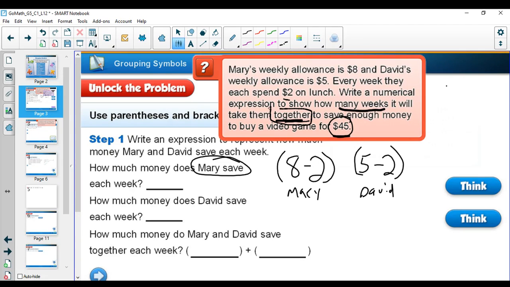Now, if I want to put their money together, that means that I need to put an addition symbol in between the two. So I have Mary's money added to David's money. Now, on top of all of this, they want to save up money to buy a video game for $45. So somehow I have to show that these two sets of parentheses go together before I do anything else. And the way that I do that is by using a set of brackets, right? And all that the brackets mean is that everything inside of the brackets has to be done first. They're kind of like a bigger set of parentheses.